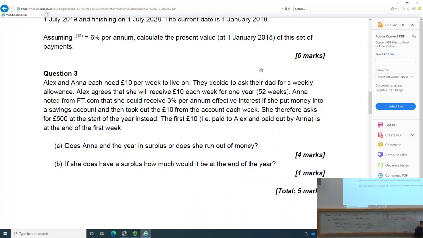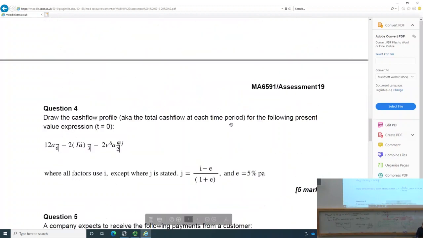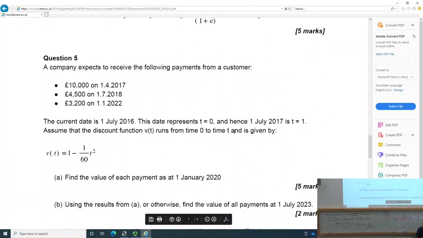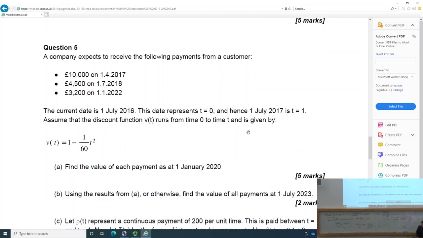Okay, right. One more question. Right, I'll clean the board. You have a quick read of that. Question 5. Get started on it if you can.